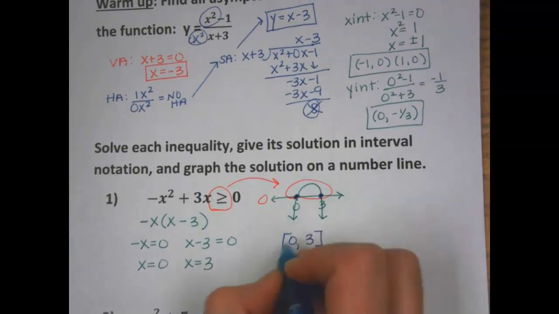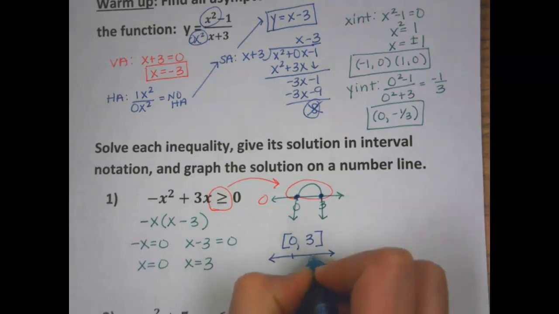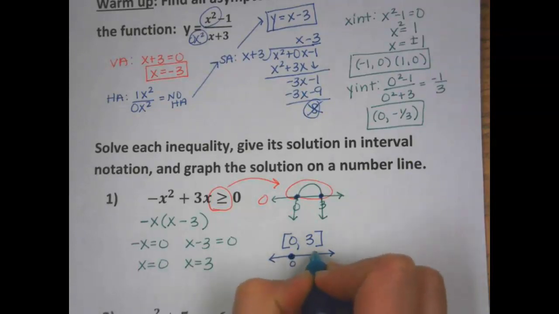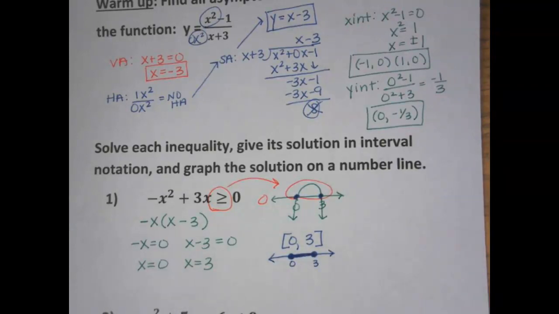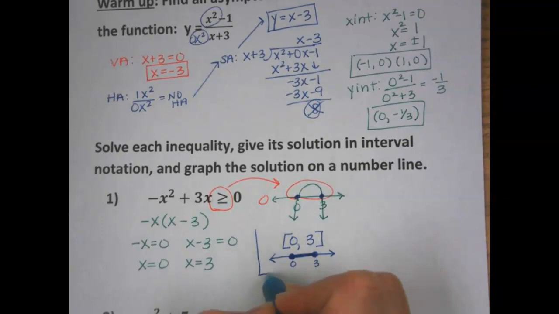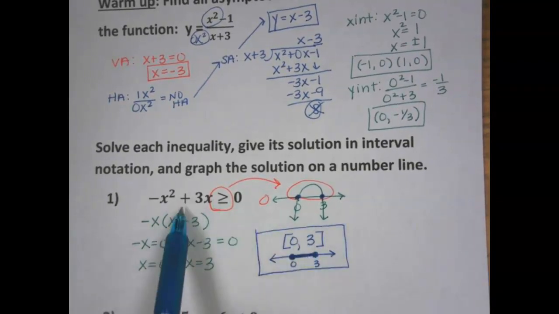So to describe [0, 3] on a number line, notice we're drawing a separate number line here, not the same one we just used. We go 0 to 3 and we'd shade all the numbers between 0 and 3. This tells us that any number from 0 to 3 inclusive that we put into this equation would give us a value that was greater than or equal to 0.